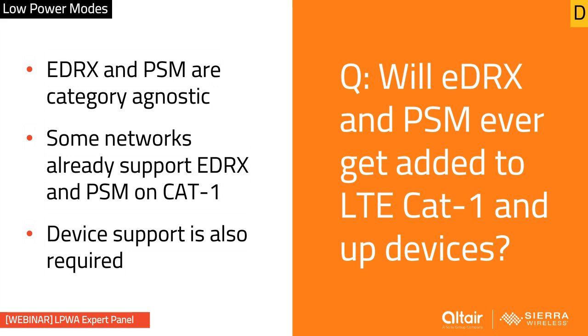Well, those features are release or category agnostic. PSM came with Release 12, eDRX was introduced in Release 13, and we already see some advanced networks deploying those features very successfully. Not all devices are there yet, but in some countries you can see eDRX devices on a Cat 1 network. So it's already moving forward.